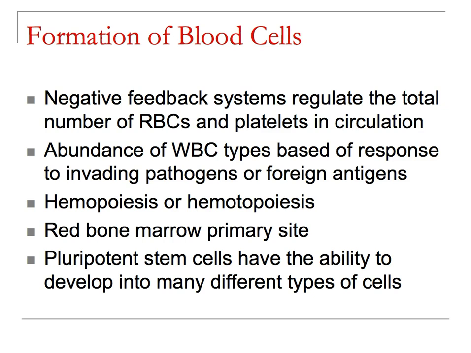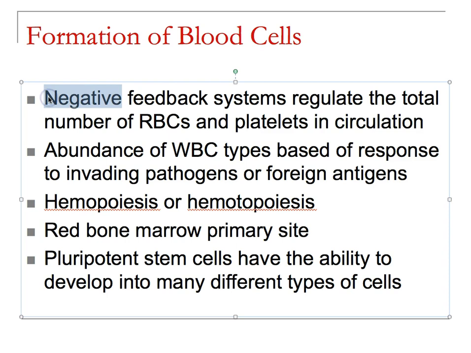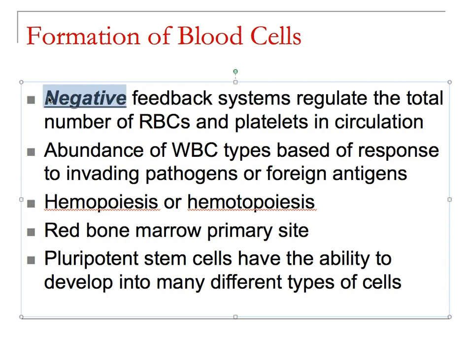Formation of blood cells is by negative feedback systems. So the number gets to be too low or the number gets to be too high, and some signal will actually increase or decrease the number of red blood cells and platelets inside circulation. Likewise, the abundance of white blood cells is based on the response of the pathogen or the foreign antigens. Okay, it's its own chapter, so don't freak out about that yet.